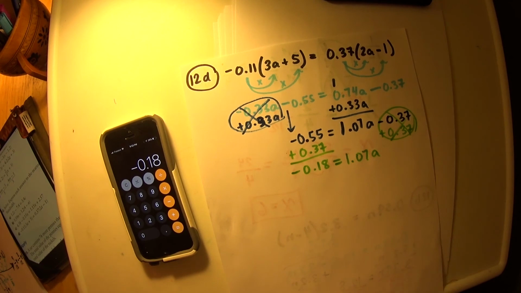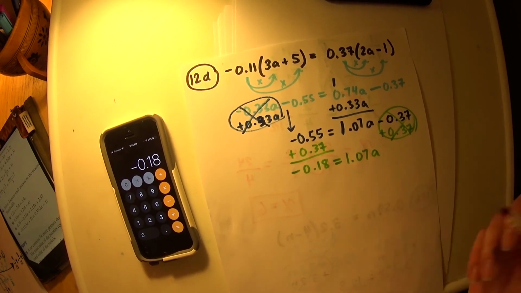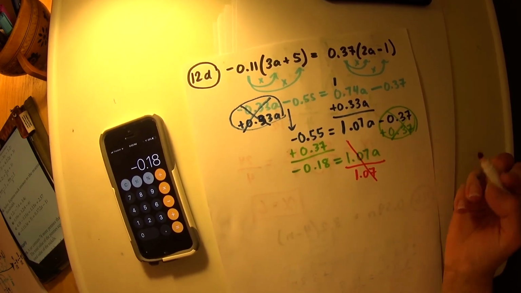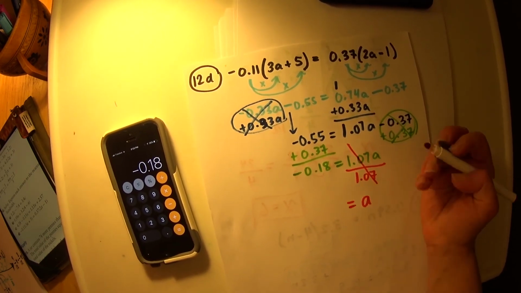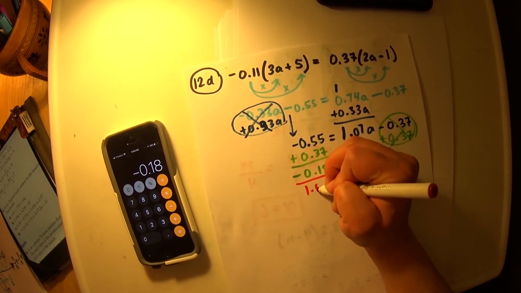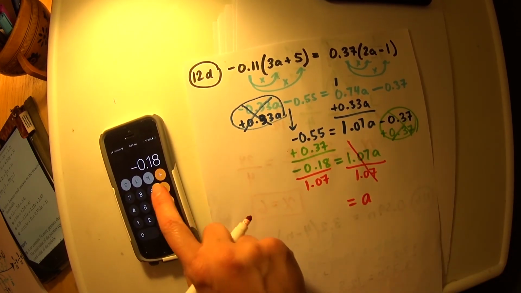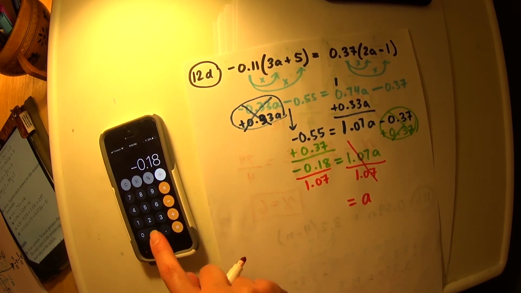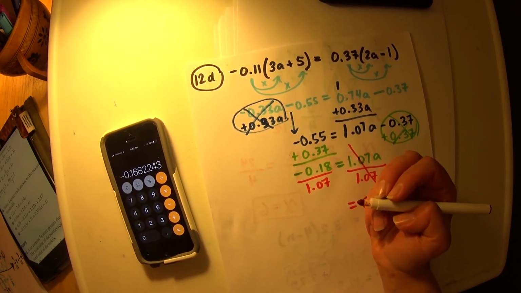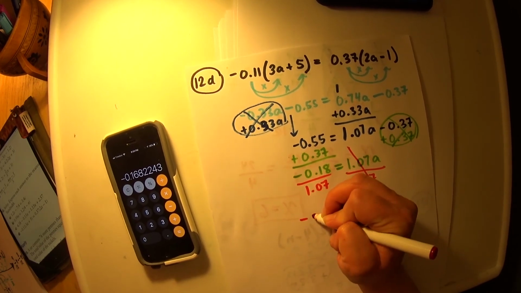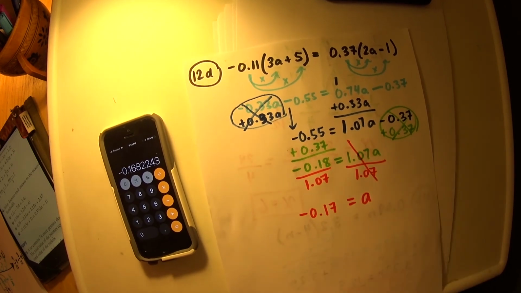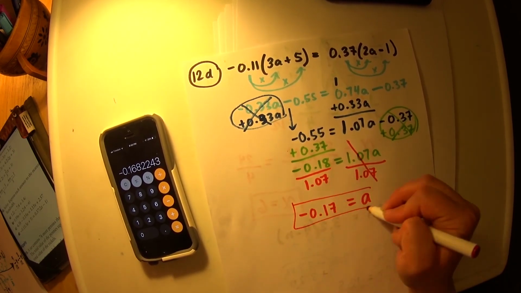Last step to get a alone. Opposite of multiplying a by 1.07 is to divide it. 1.07 divided by 1.07, I'm left with just a single a. And then I must do the same thing to the other side. So final step, negative 0.18 divided by 1.07 equals, and again I'm just going to round it to the hundredths position, negative 0.17. Box it up. Final answer.